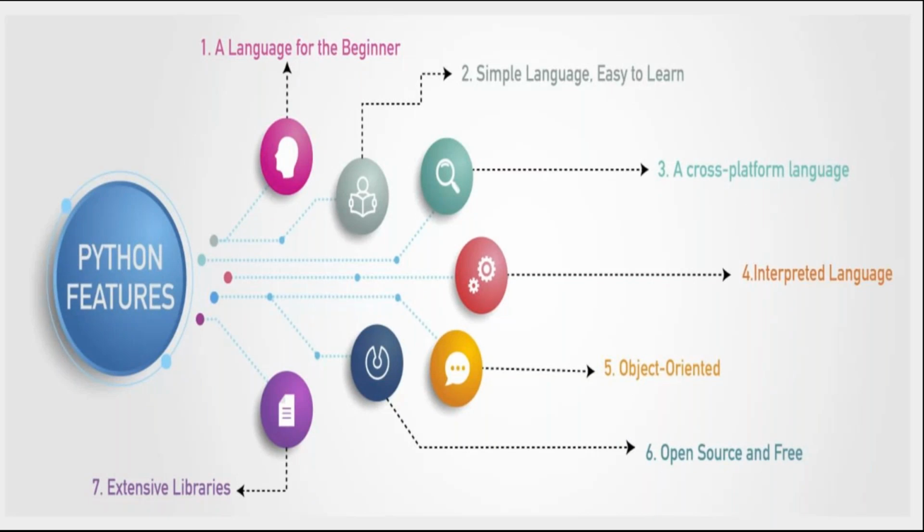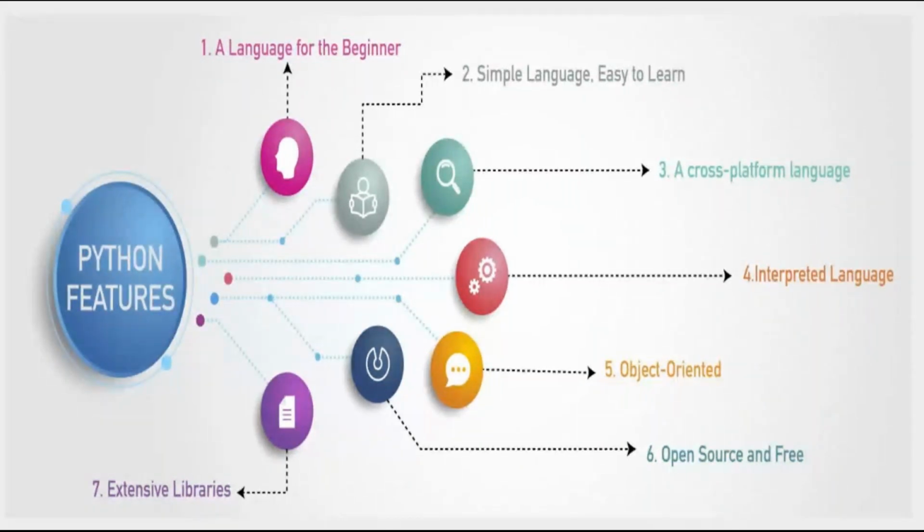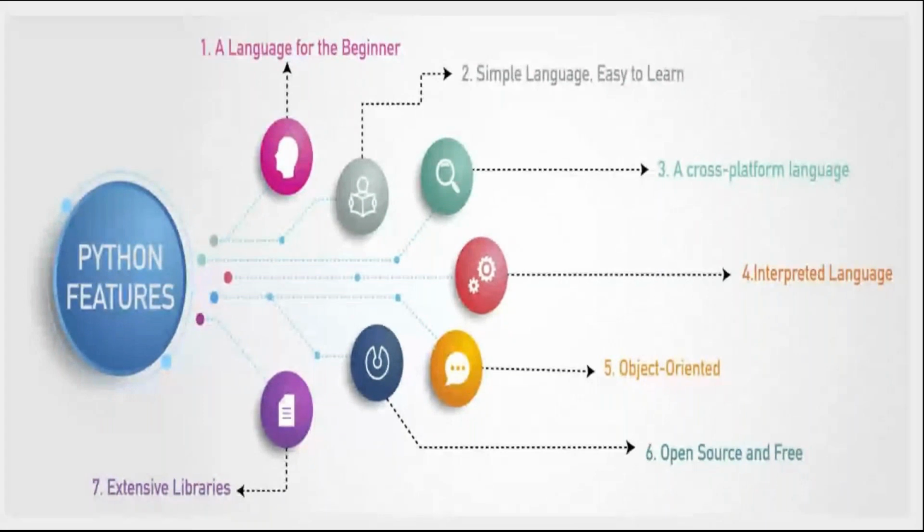For the development of that particular application, everyone can contribute to that. So that is what is meant by open source. All right. So moving on, the last feature, extensive libraries. What do you mean by extensive libraries? Python has lots of library support.